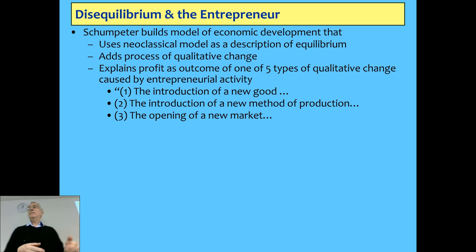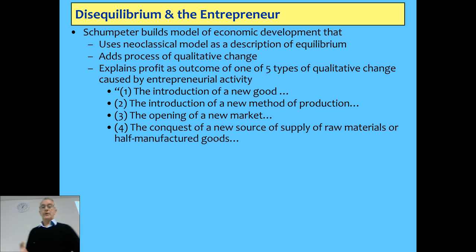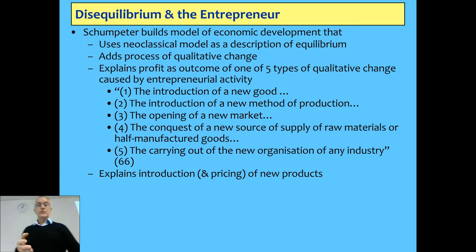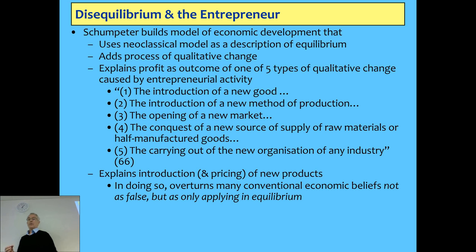That might be opening up, well, originally opening up China. That's well and truly happened. But let's say India expands, a new market for goods in India. A new source of supply of raw materials. That's what the oil industry is looking for all the time. And new organisations, so mergers and acquisitions. Those are five reasonable classifications of different types of change. And he says, when you get a new product coming out and a new price turning up, then you overturn everything you get taught in static equilibrium economics, but only when you're out of equilibrium.